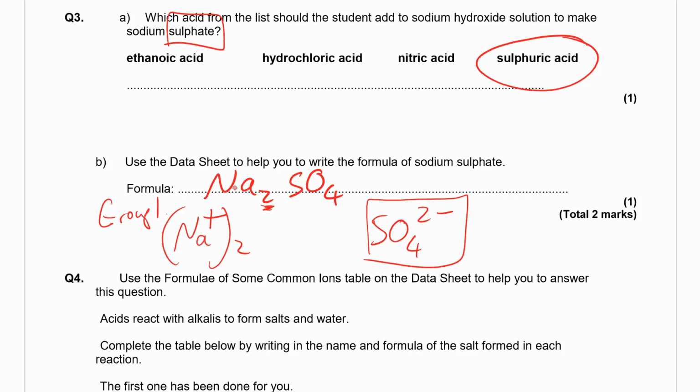Now this little 2 after here basically means the element before it, just the first element. Whenever you want to double up multiple elements, say for example if this was magnesium hydroxide, we use brackets to include both the oxygen and the hydrogen. This 4 here only applies to the oxygen and not the sulfur because it's not within brackets.